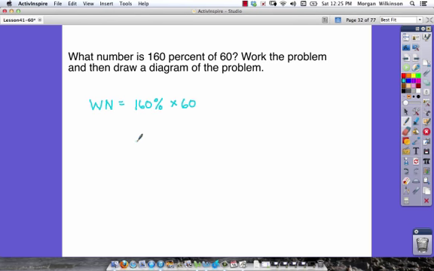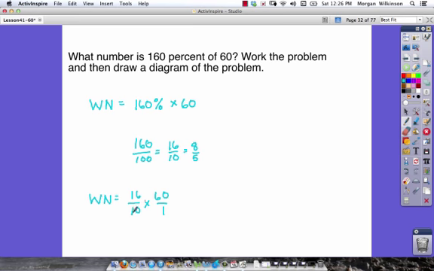So we know 160%, that's 160 out of 100, which must be equal to 16 over 10, which must be equal to 8 over 5. And we want to use a small number here if possible, but sometimes using the number out of 10 is actually the easiest. Let's use the number out of 10 this time. So we're going to get Wn is equal to 16/10 times 60 over 1. Because we know 60 is the same thing as 60 over 1.